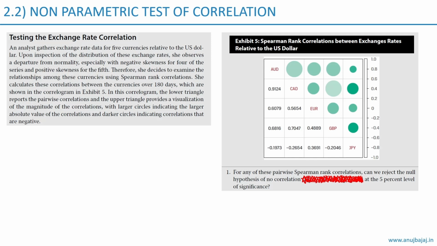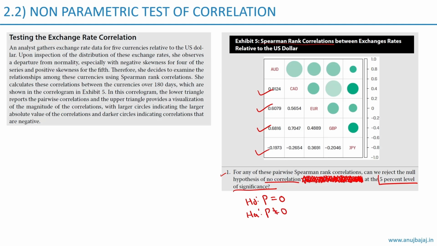I want you to solve this example by yourself, where you are given the Spearman rank correlation between various exchange rates. So these are the Spearman rank correlation coefficients. The question is, for any of these pairwise Spearman rank correlations, can we reject the null hypothesis of no correlation at the 5% level of significance? This is a two-tailed test where the null hypothesis is that there is no correlation between the currencies. The alternative hypothesis is that there is correlation between the currency pairs.